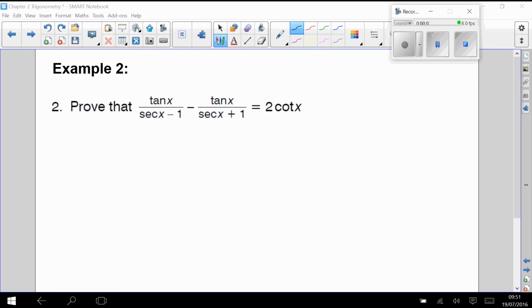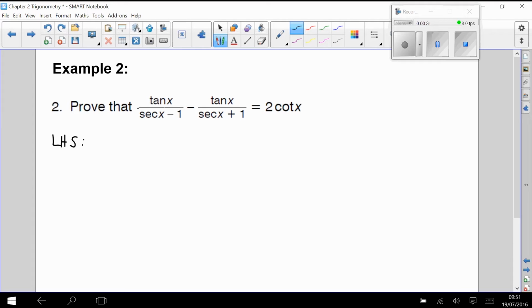In example 2, my instruction is to prove that the left-hand side is the same as the right-hand side. As all of the angles are x, I'm going to start with the left-hand side because that looks more complicated. So starting with the left-hand side, as it is made up of two terms and the right-hand side is made up of only one term, I'm first going to find my LCD.